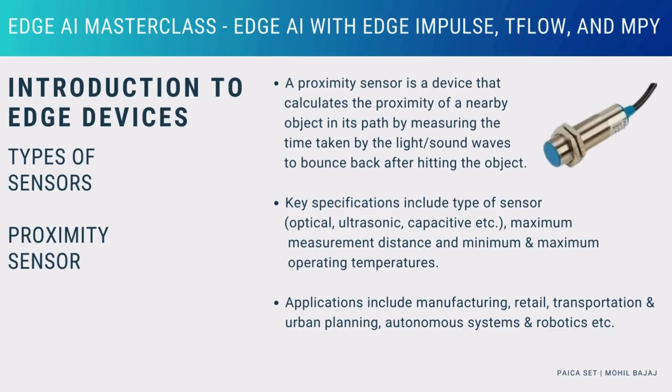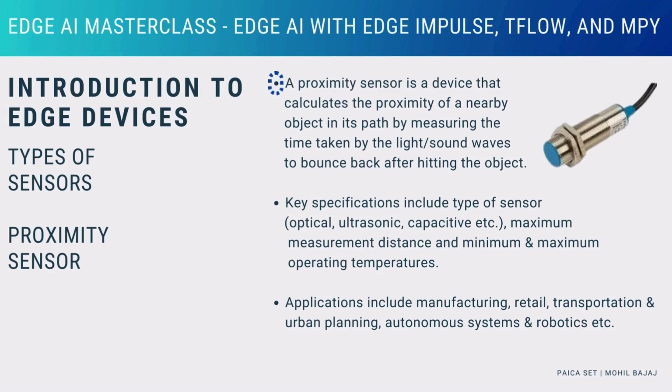Welcome back. In this video, we'll uncover what proximity sensors are, explore their types, understand their working principles, look at their key specifications, and discuss some exciting real-life applications. So, let's get started. A proximity sensor is a device that detects the presence of nearby objects without any physical contact.